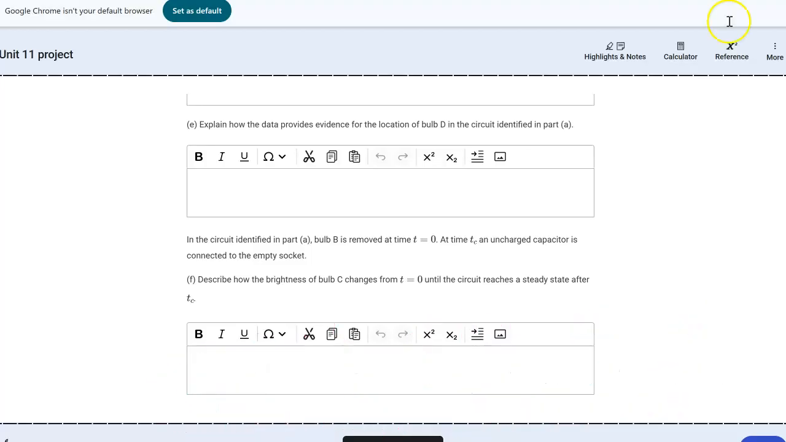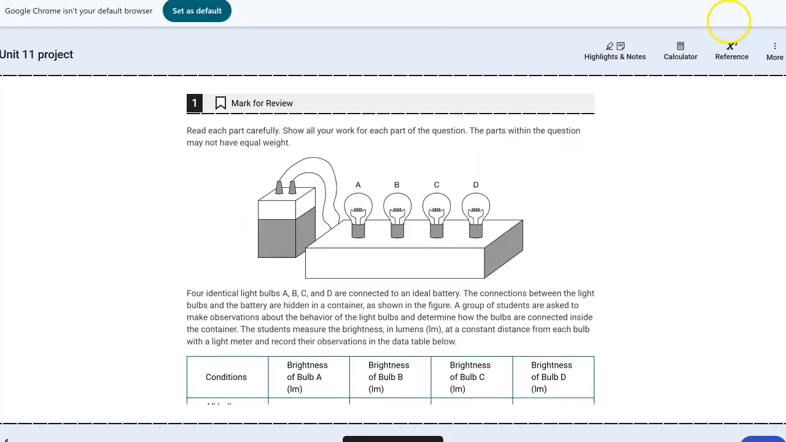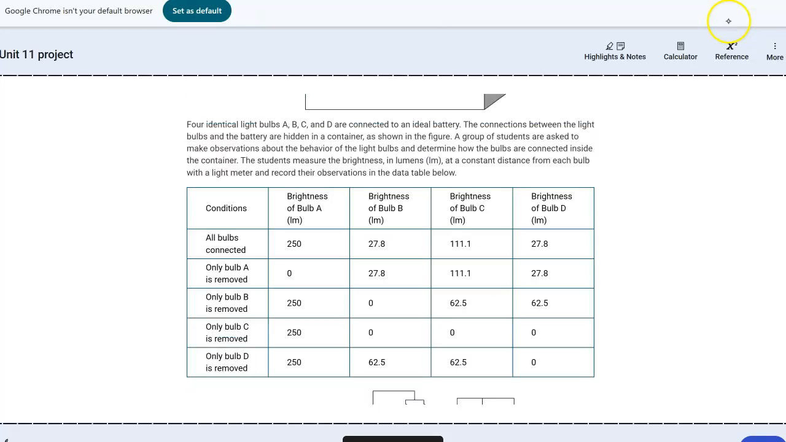And that's the first FRQ. We have 9 more to do. So thank you.